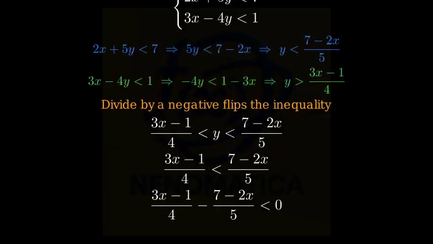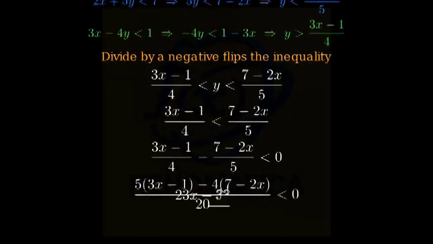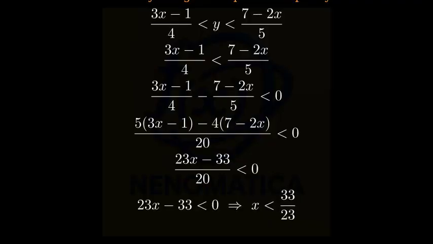Step 3. Simplify the left-hand side using a common denominator of 20. 5 times (3x minus 1) minus 4 times (7 minus 2x), all over 20, is less than 0. The numerator becomes 23x minus 33. So we have (23x minus 33) over 20 is less than 0. Since 20 is positive, we can multiply both sides by 20 without flipping the inequality. This gives 23x minus 33 less than 0. So x is less than 33 over 23.